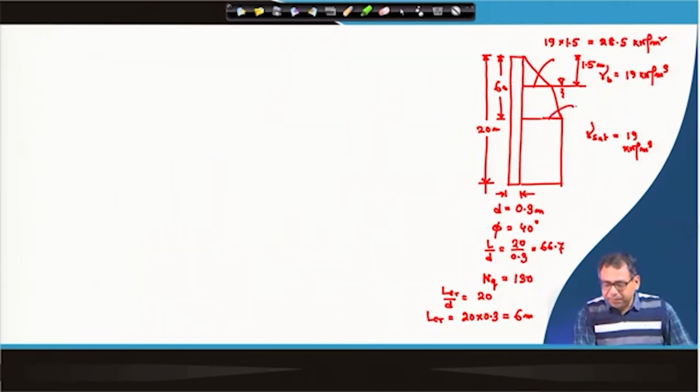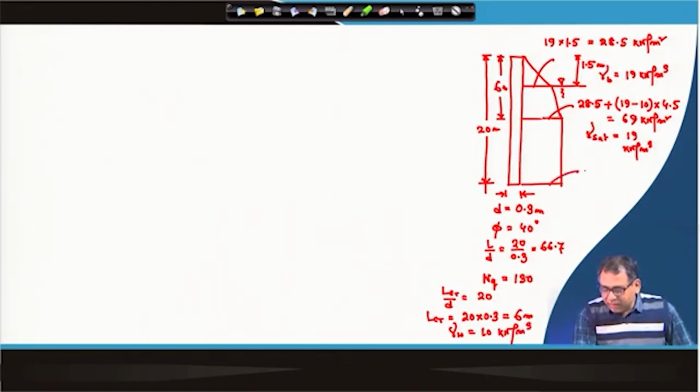At critical depth point, the value will be 28.5 plus, now it is below the water table, 19 minus 10 into, that is 6 minus 1.5, so this will be 4.5. So, this is 69 kilonewton per meter square. Okay. So, unit weight of water is taken as 10 kilonewton per meter cube. So, this 69 will continue up to the tip of the pile.